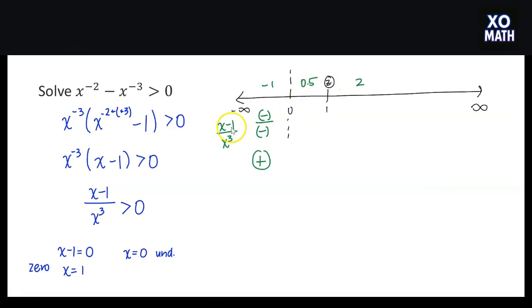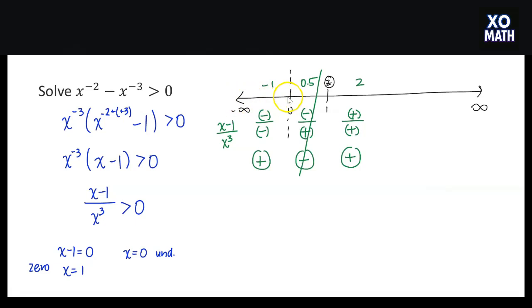If I plug in 0.5, 0.5 minus 1 is negative. And 0.5 cubed is some positive number. So a negative over a positive is a negative. And if I plug in 2, 2 minus 1 is positive, and 2 cubed is positive. So this final interval here is positive. We did want greater than 0 or positive intervals, so I don't want this middle interval.